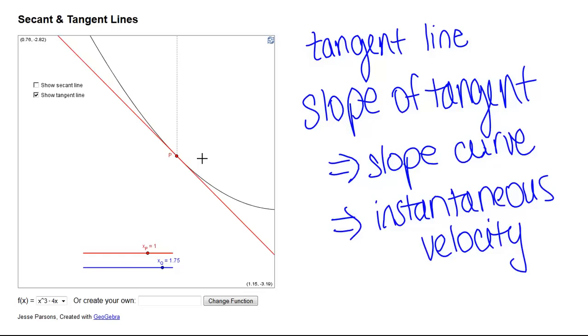The only problem we have now is we can't actually find this tangent line. We can approximate it with secant lines, but for the tangent line, we only have this one point, and we need 2 points to find a line. And that's going to lead us to a new concept of mathematics called the limit. And limits are where calculus begins.